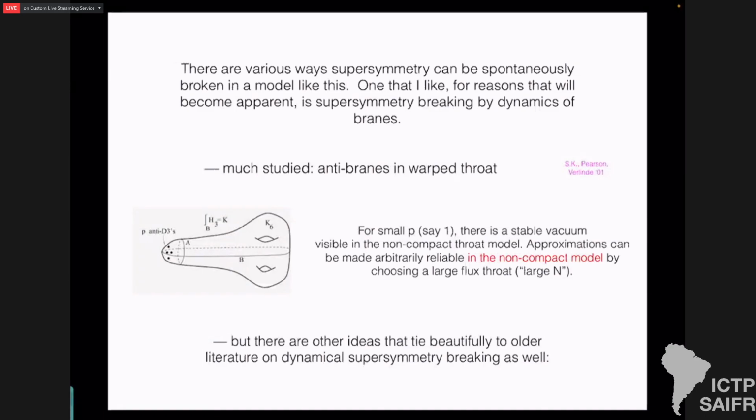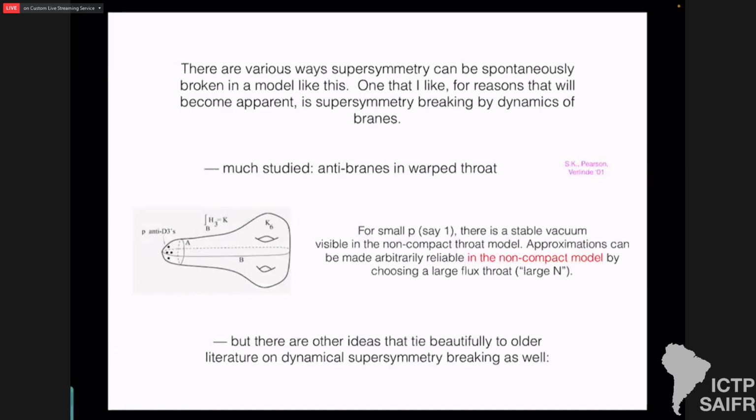One way of breaking supersymmetry, and there are many, including just using the ingredients I've already described, but I like it for reasons that will become apparent, is supersymmetry breaking by dynamics of branes, because they sort of gauge theorize some of the questions. So a much studied model, I don't have any particular love for it, except that it's a good toy model, is that of putting anti-branes in the supersymmetric warped throat solution of Klebanov and Strassler.